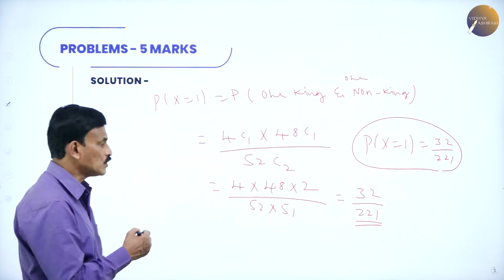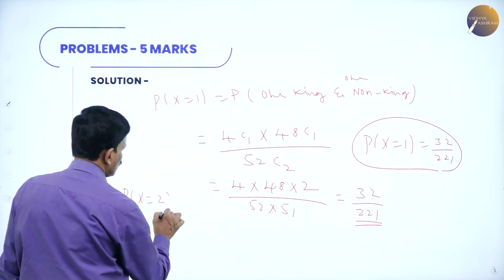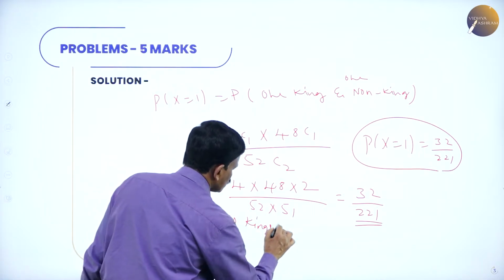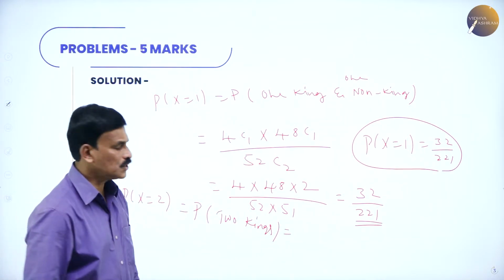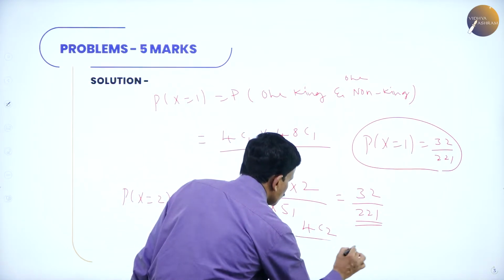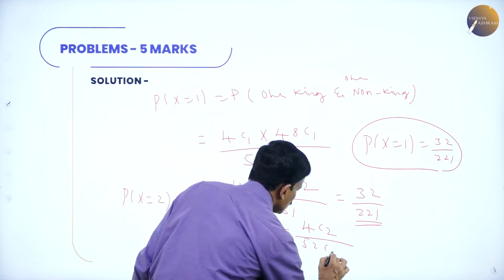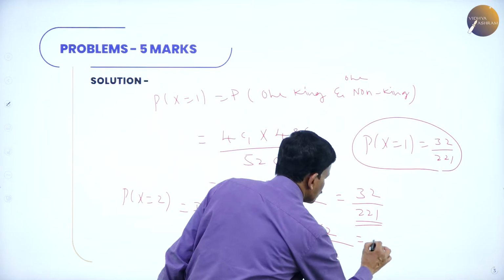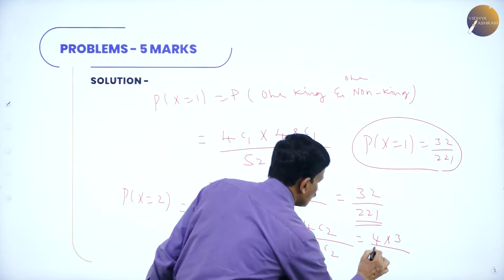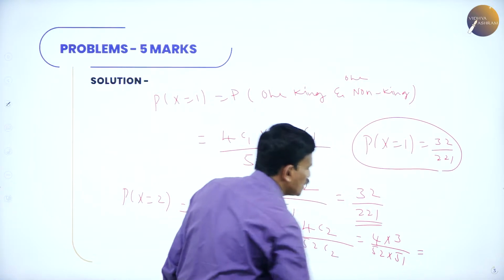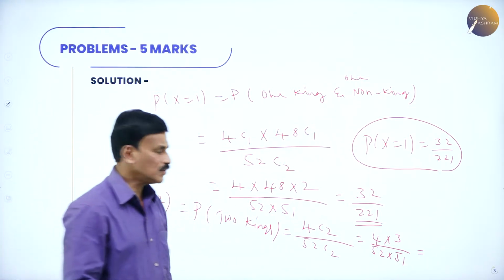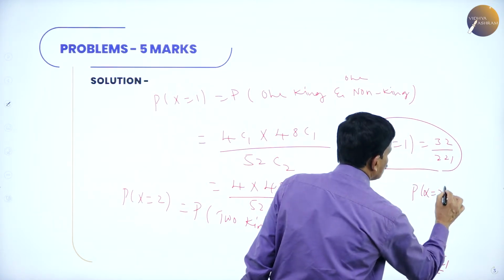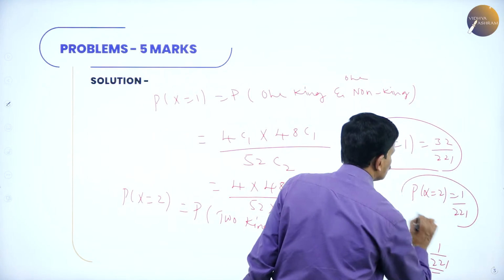Okay. Now when x is equal to 2, case 2, probability of two kings. Two kings means 4C2 divided by 52C2. That's all. On simplification, 4 into 3 divided by 52 into 51. So what is this equal to? We are going to get 1 by 221. So probability of x is equal to 2 is 1 by 221.